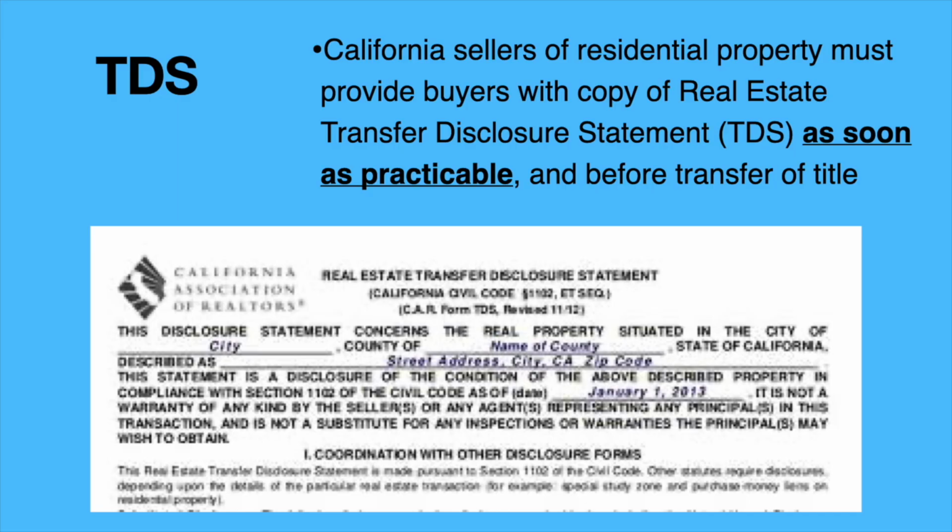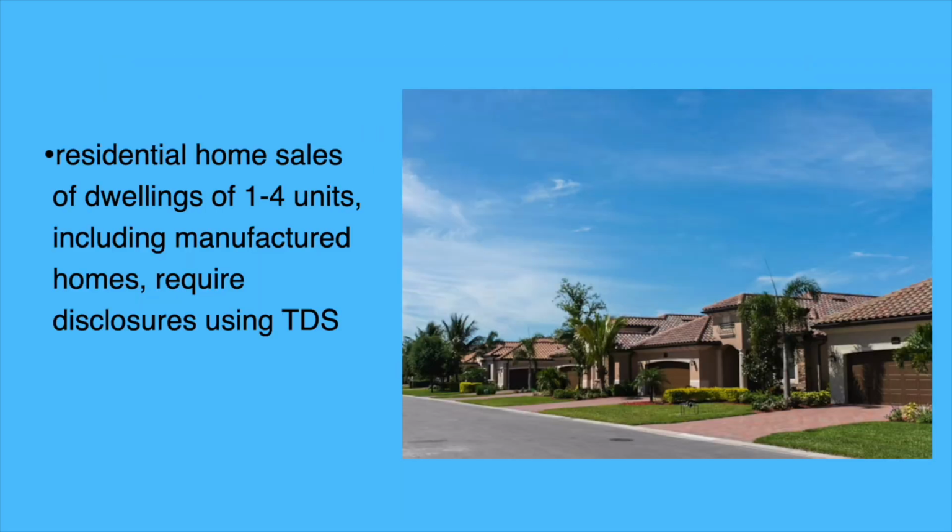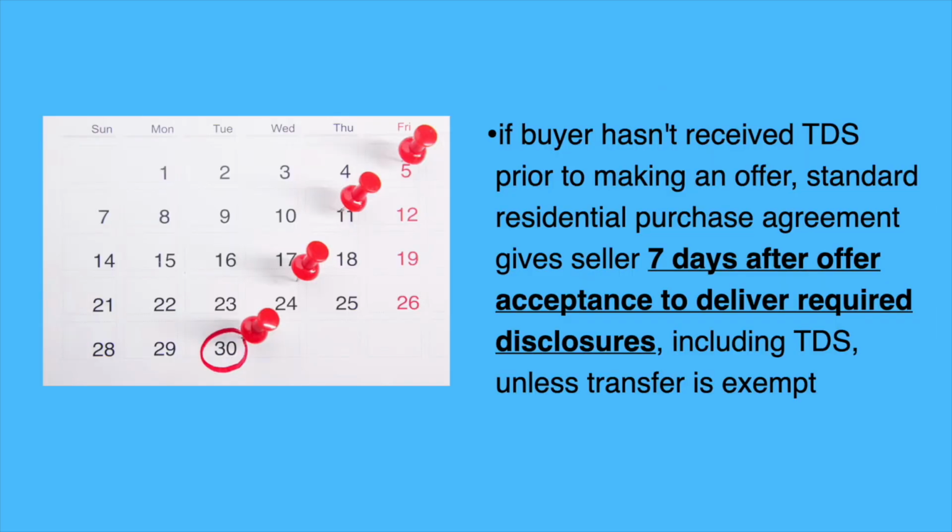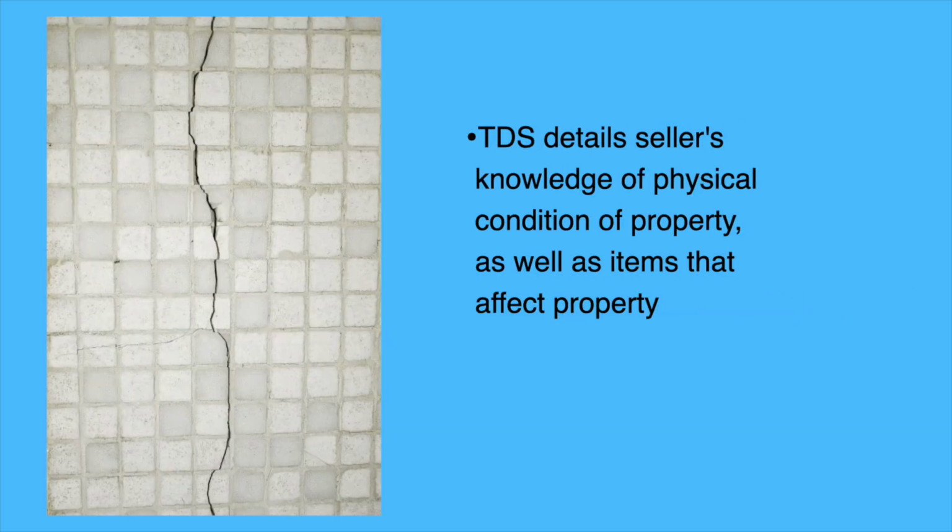Transfer Disclosure Statement, or the TDS. California sellers of residential property must provide buyers with a copy of the real estate TDS as soon as practicable and before transfer of the title. Residential home sales of dwellings of 1 to 4 units, including manufactured homes, require disclosures using the TDS. If the buyer hasn't received the TDS prior to making an offer, the standard residential purchase agreement gives the seller 7 days after offer acceptance to deliver required disclosures, including the TDS, unless the transfer is exempt.